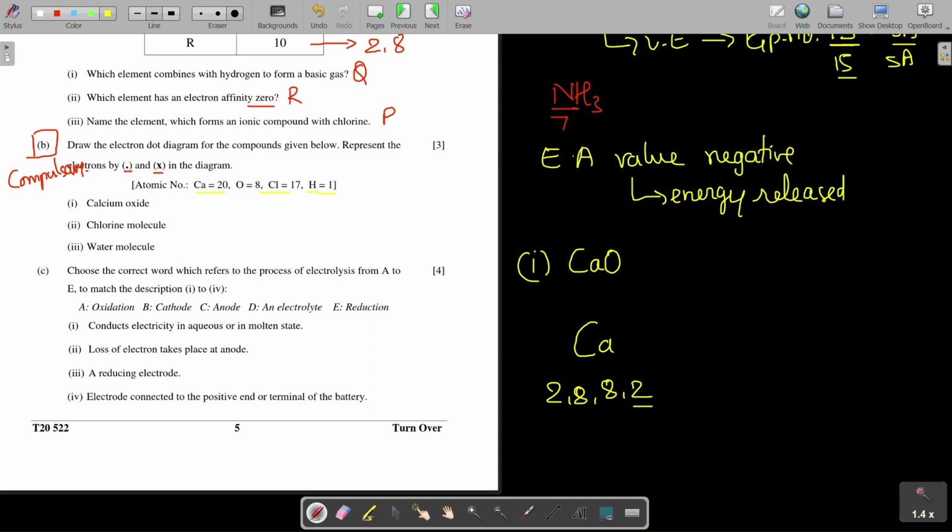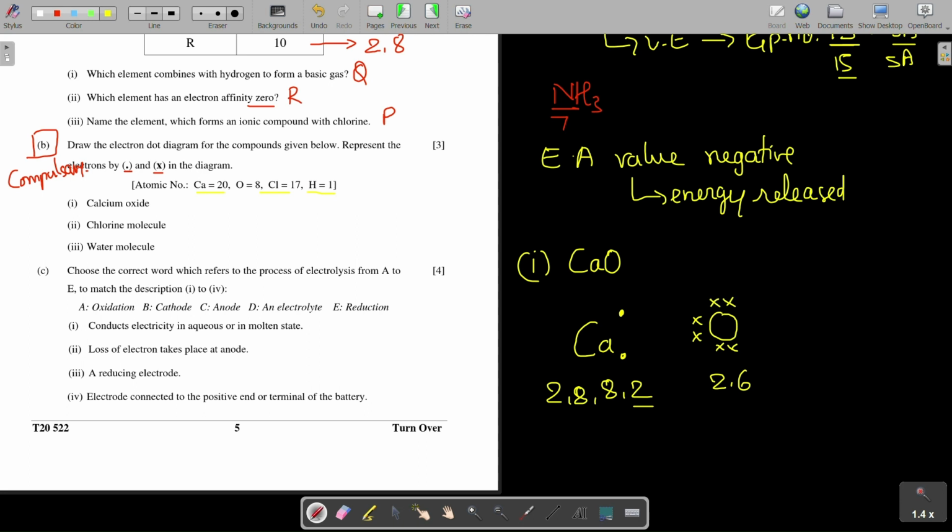To show the two electrons, I will just use dots here. And what about oxygen? Oxygen's atomic number is 8, so it is 2, 6. To become stable, how do we represent the electron dot diagram for this? 6 electrons you have to show here, 2 here. Since this is a different atom, you show it by crosses like this.